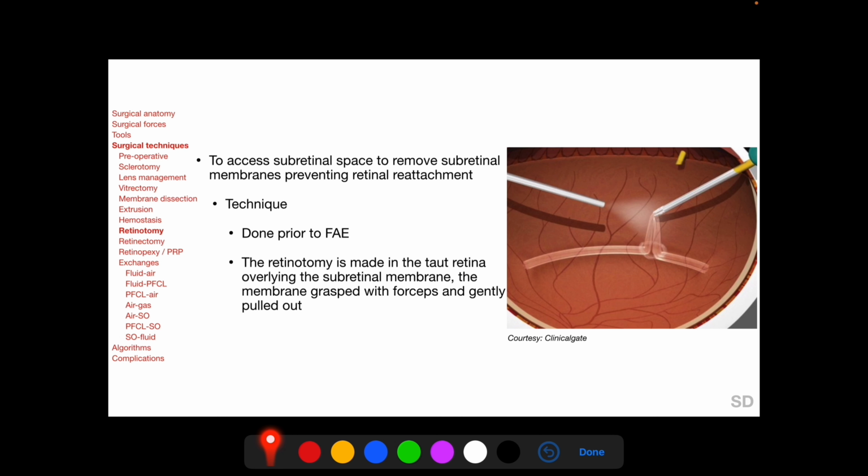And retinotomy to access subretinal space to remove subretinal membranes is done with a similar technique, but prior to fluid-air exchange, in the area of taut retina overlying the subretinal membrane, as shown here in this figure, following which the membrane is grasped with forceps and gently pulled out.